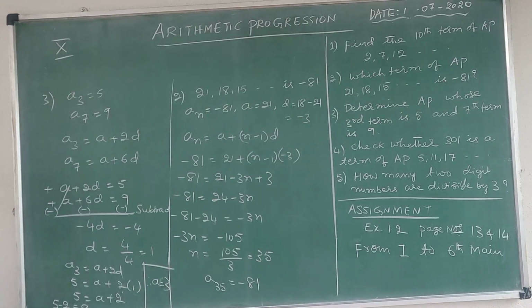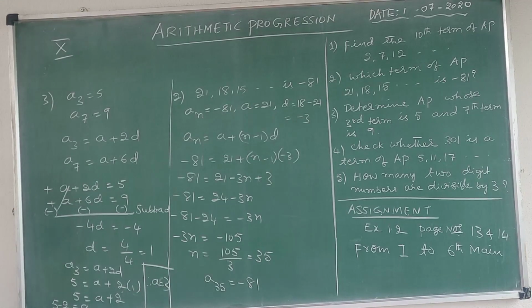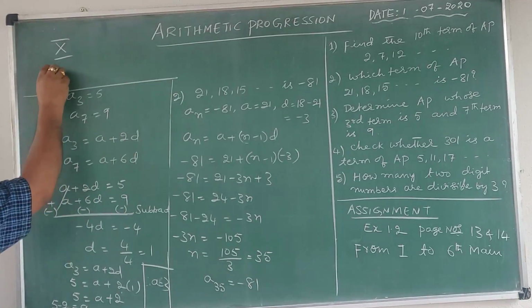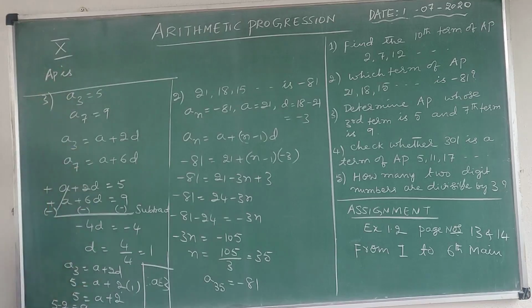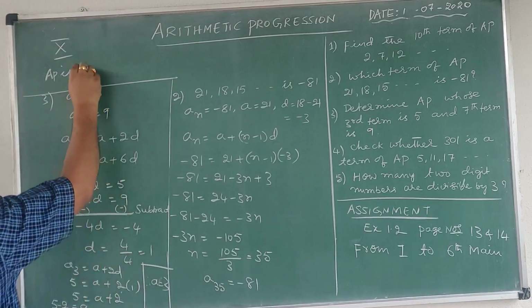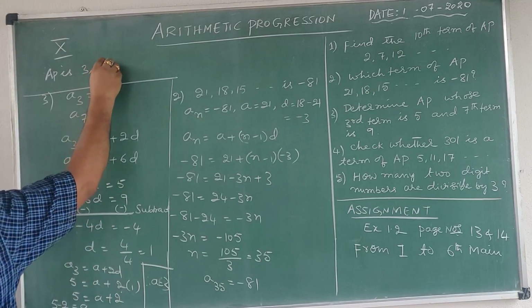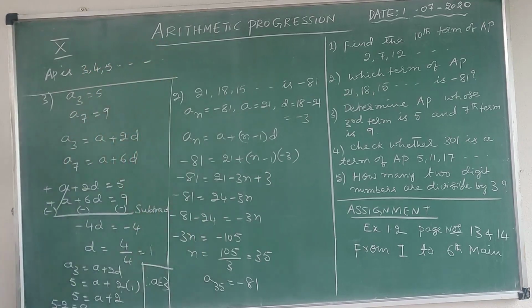Common difference is 1. So you should be able to write the arithmetic progression. I write that AP here. So AP is, the first term A is 3. Common difference is 1. Add 1 here, 4. Then 5 and so on. So this is the arithmetic progression.